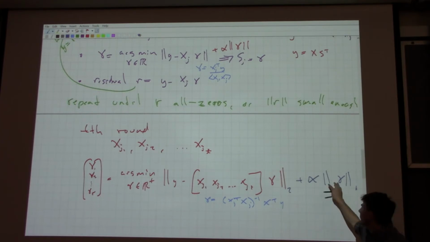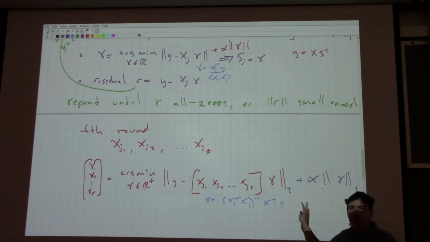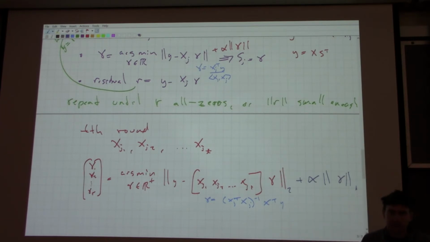Now, when I have this L1 regularizer, it's going to be a little trickier to solve, but there's still a way to do it, and we'll just mention that on Monday. Okay.